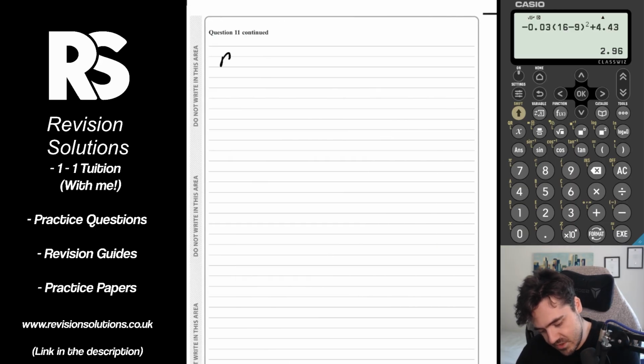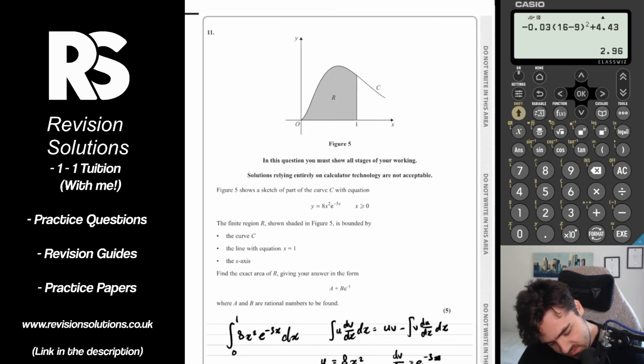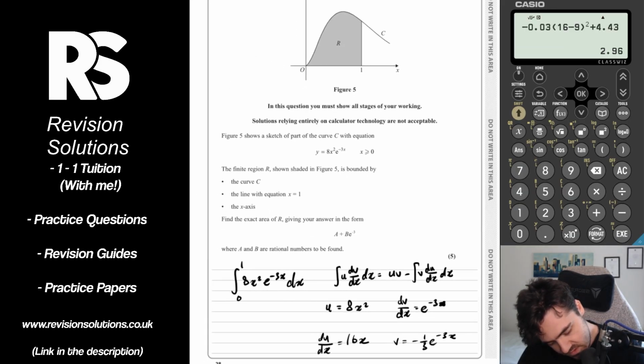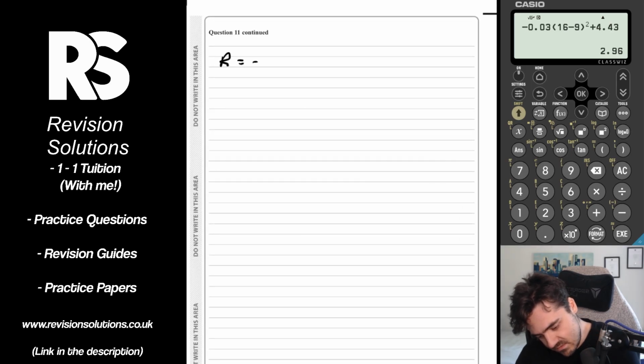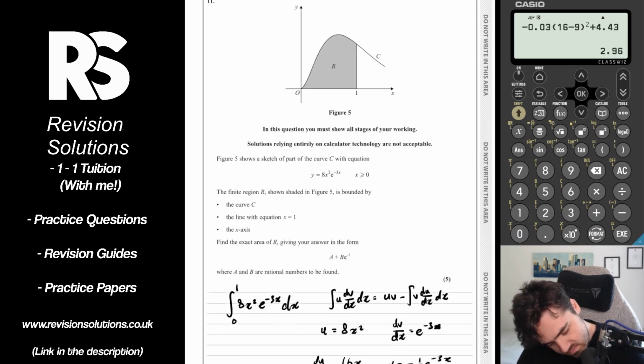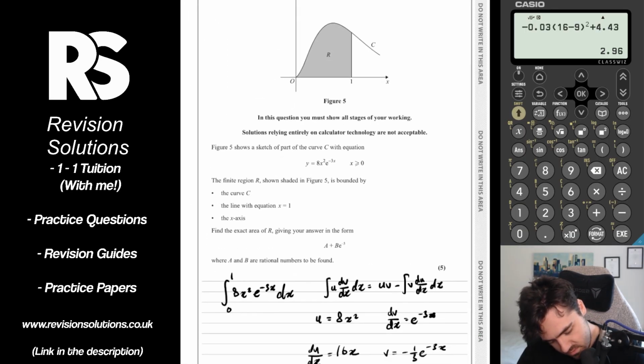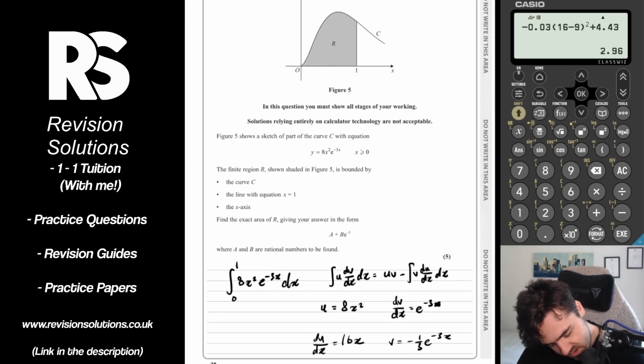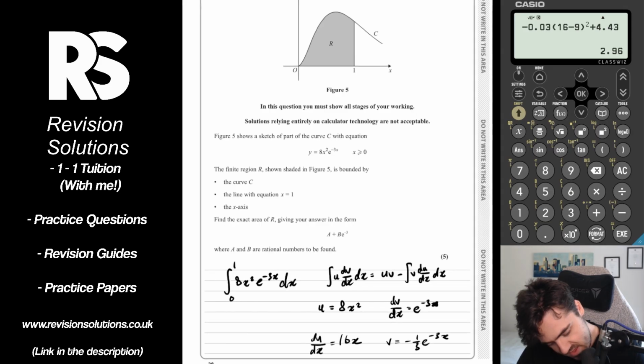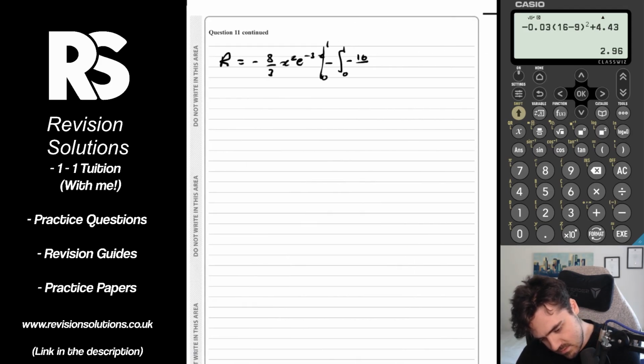So that's going to leave our region R to be, well, uv was 8x squared times the -1/3, so that'd be -8/3 x squared e to the -3x, minus the integral from 0 to 1, and this has got limits on it, sorry, so that's between 0 and 1 also. The integral is from 0 to 1 of v du/dx, so that'll be -16/3 x e to the -3x.